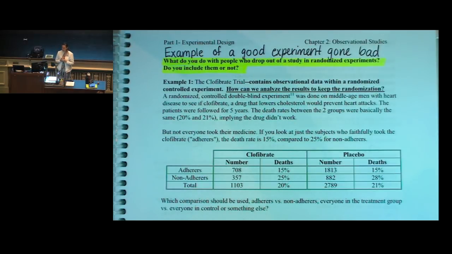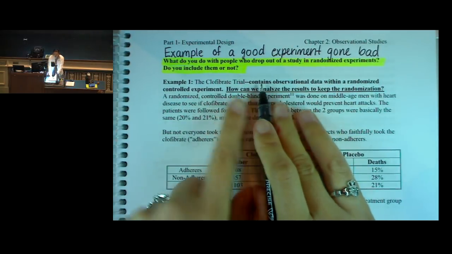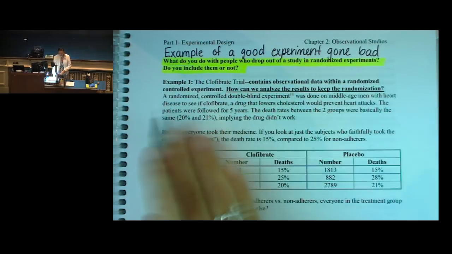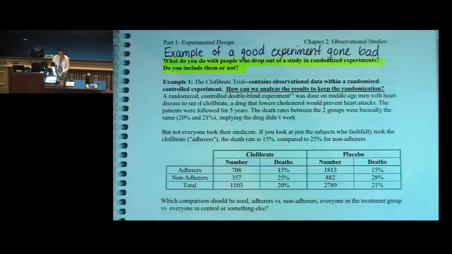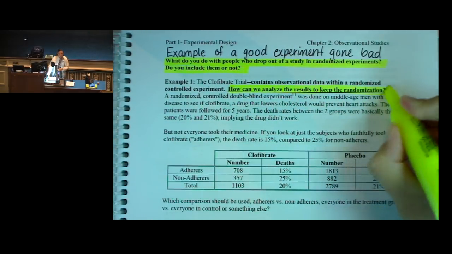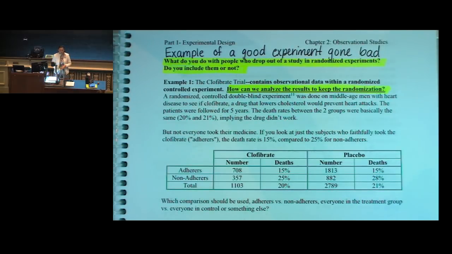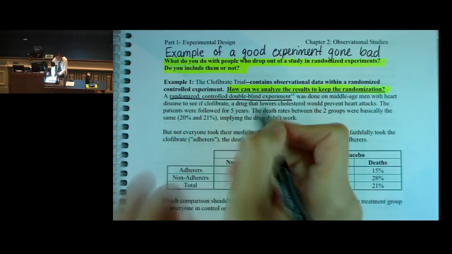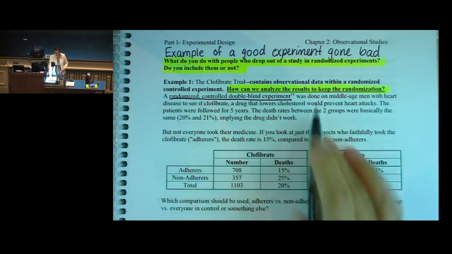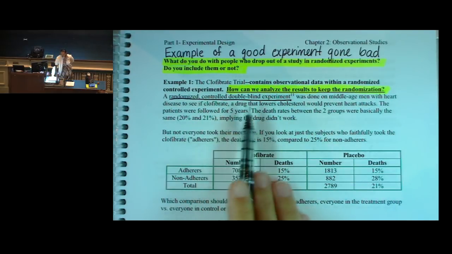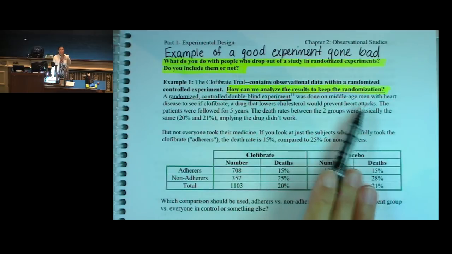And this is number 1. So it's the clofibrate trial. It says this data contains observational data within a randomized controlled experiment. So they want to know, how can we analyze the results to keep the original randomization? So they did everything right in this study. It says a randomized controlled double-blind experiment, good, was done on middle-aged men with heart disease to see if clofibrate, a drug that lowers cholesterol, would prevent heart attacks.